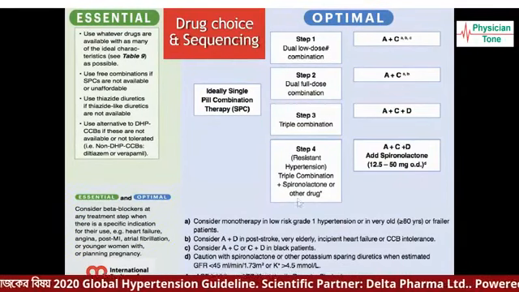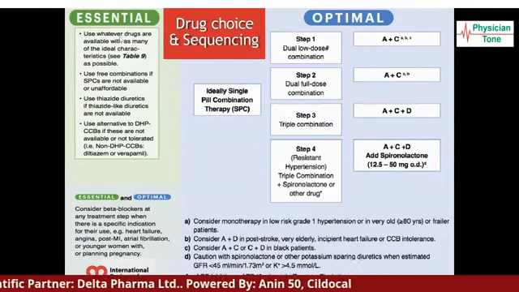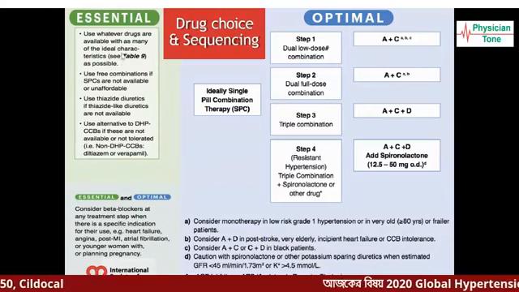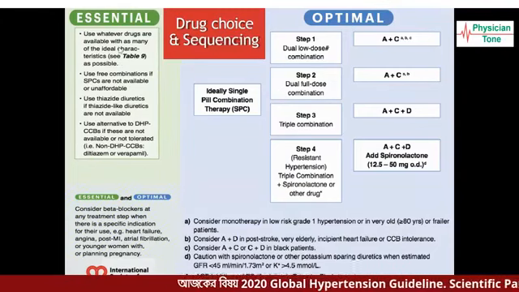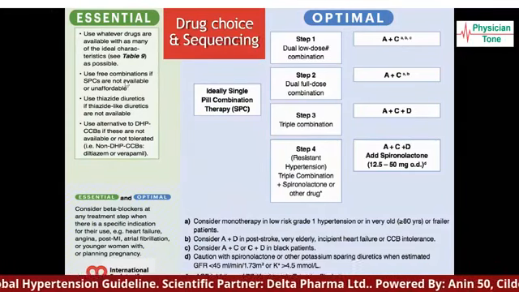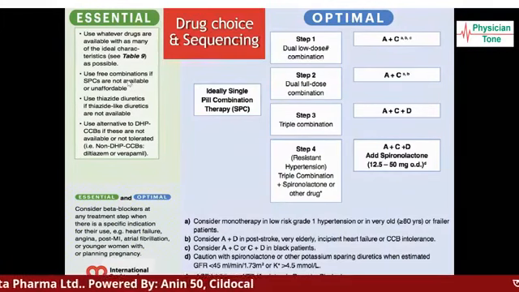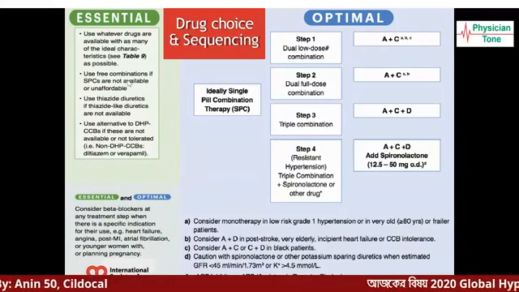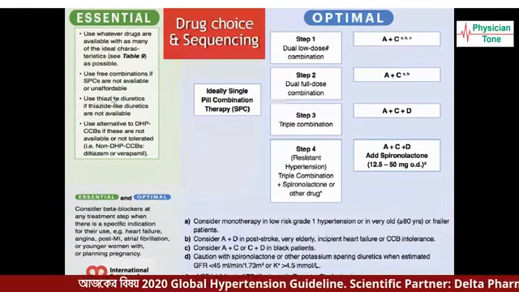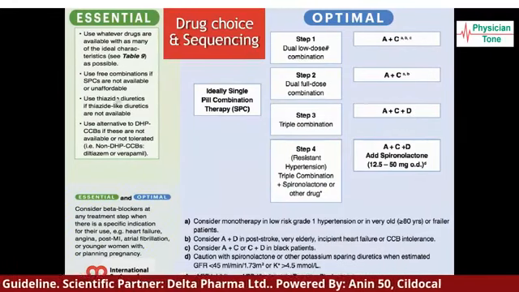But these guidelines also recommend the essential care. What is the essential or minimal care? Use whatever drugs are available with as many of the ideal characteristics as possible. So use whatever drugs are available at hand, in a low resource setting, in a poor patient. Use free combination if single pill combinations are not available. If single pill combinations are costly, then we can add two drugs. Use thiazide diuretics. As we know, thiazide diuretics are cheaper than thiazide-like diuretics. Optimal care includes thiazide-like diuretics, but essential care includes thiazide diuretics.